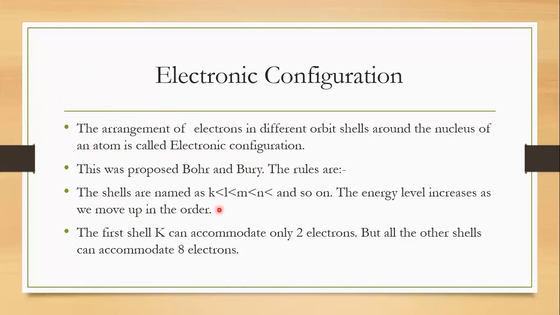The shells are named as K, L, M, N and so on. The energy level increases as they move up in order. The first shell K can accommodate only 2 electrons, but all the other shells can accommodate 8 electrons. So the first shell, that is K shell, can accommodate 2 electrons, but all other shells can accommodate 8 electrons.